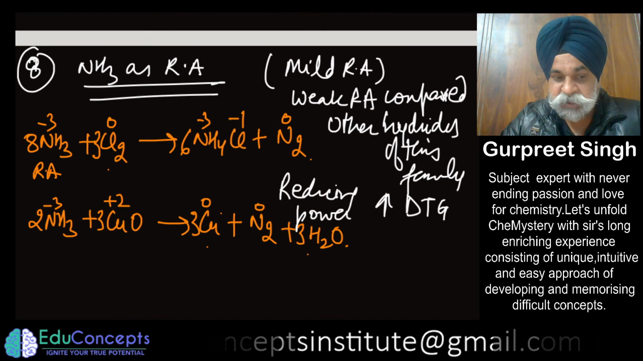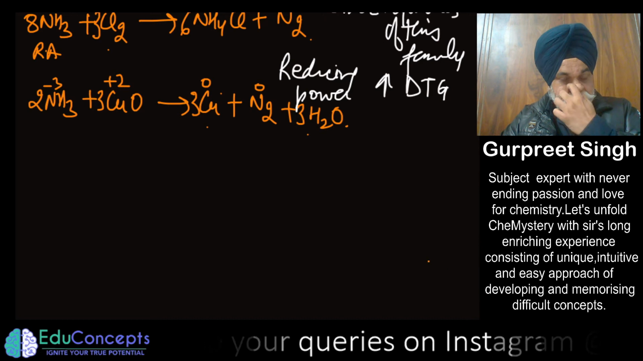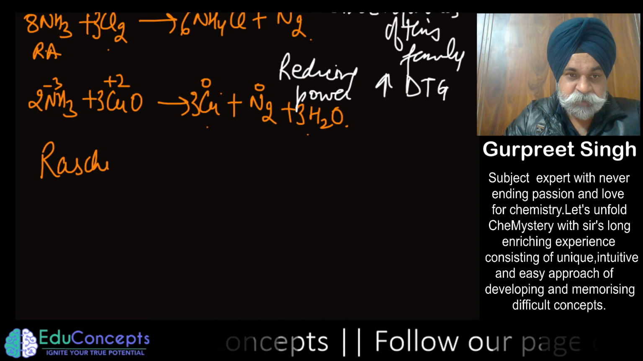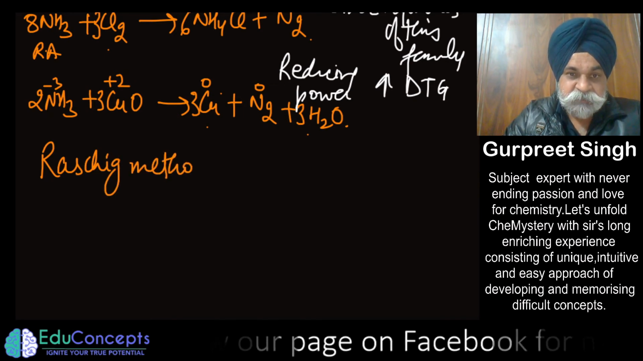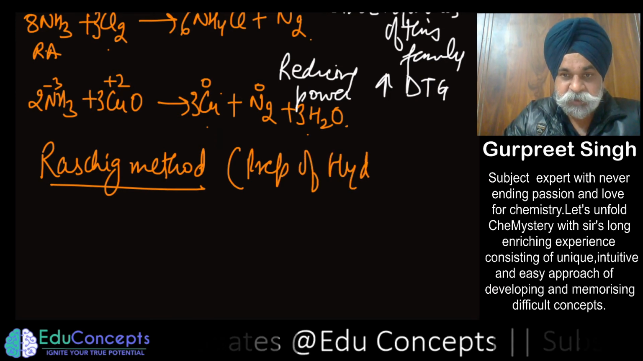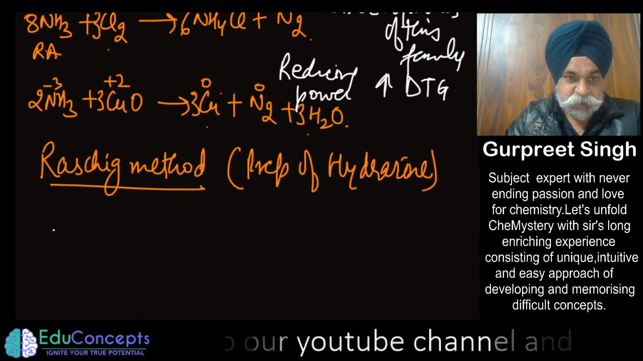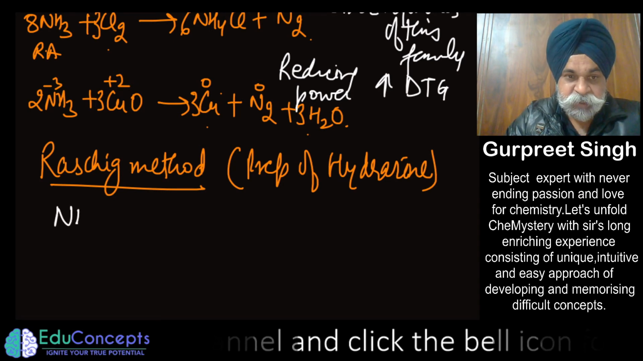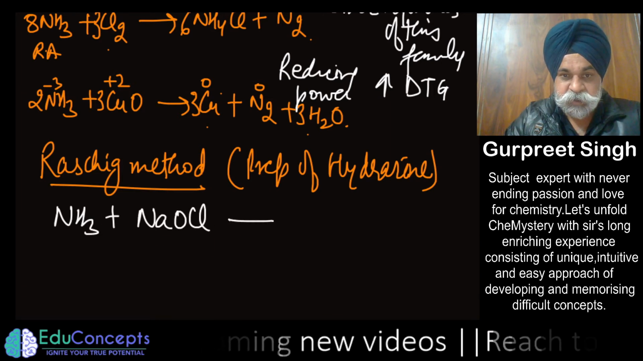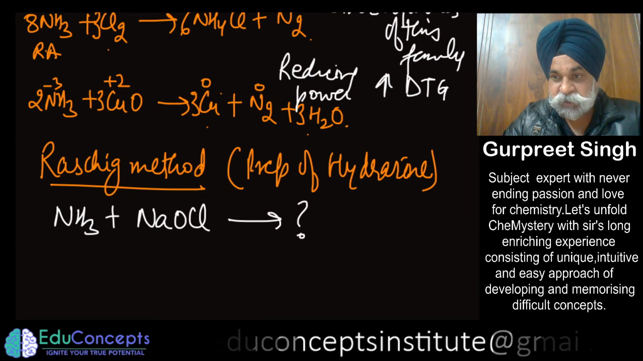As a reducing agent, there is also a very popular reaction which you should focus on, that is the method which we call the Raschig method. This Raschig method in fact is a preparation of hydrazine. So what exactly we do in this method is that ammonia is treated with sodium hypochlorite. This is the reaction which you should focus on. This is quite important. It is being asked in IIT Advanced also.